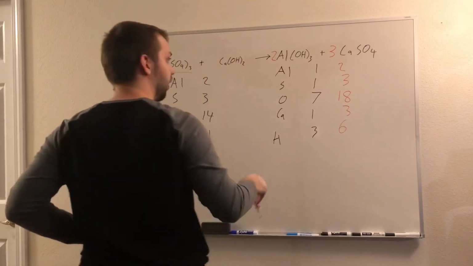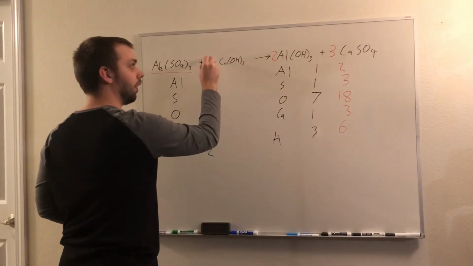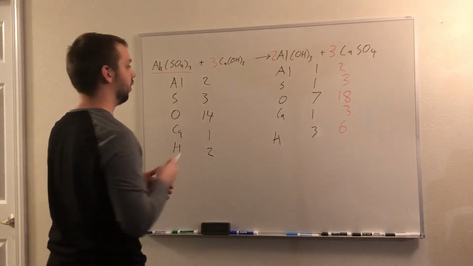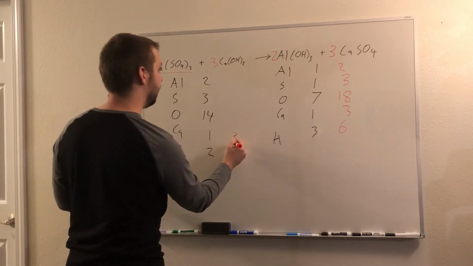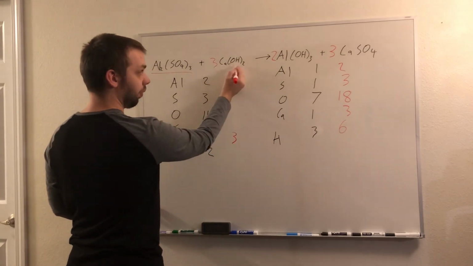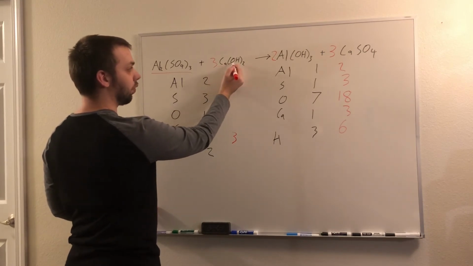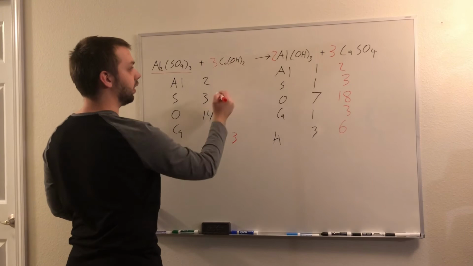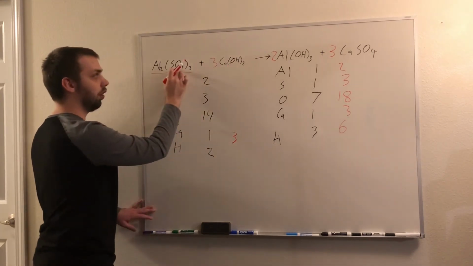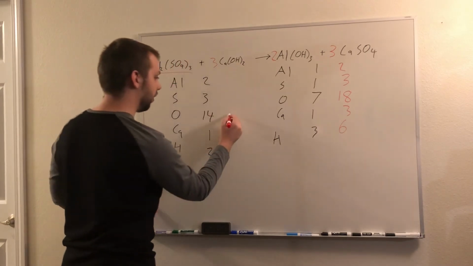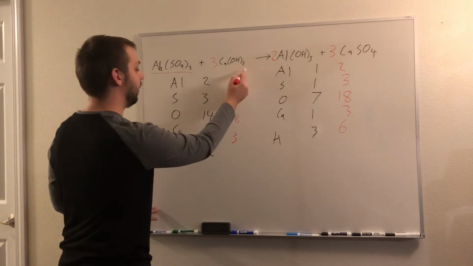Well, let's look at this calcium here. There's 3, and over here there's only 1. So let's multiply this by 3. Let's see what works. So now we have 3 calcium, so this is 3. And then we have 2 hydroxide units here. So if we multiply that by 3, then that'll be 6 oxygen, 6 hydrogen. And we already had 12 oxygen over here, so that puts it at 18, 6 plus 12. And then the hydrogen is just 6 now.